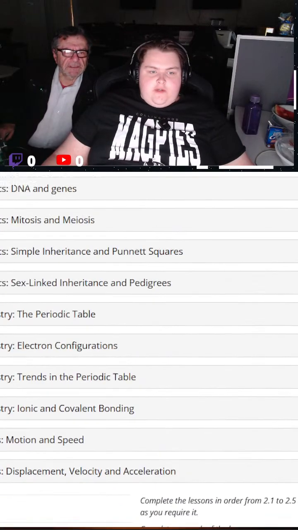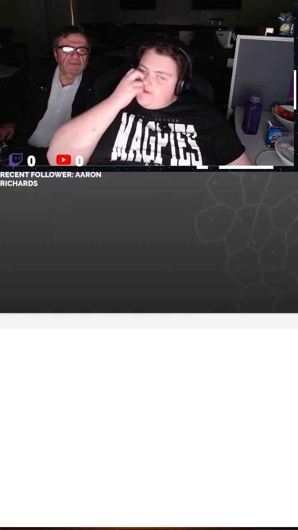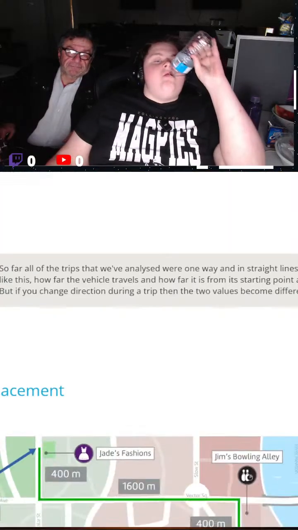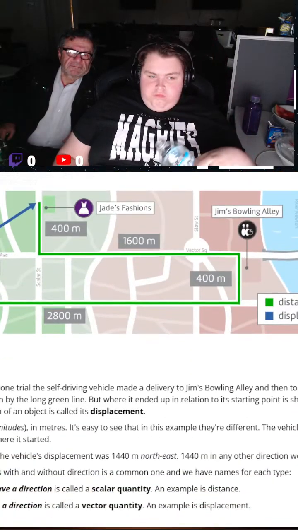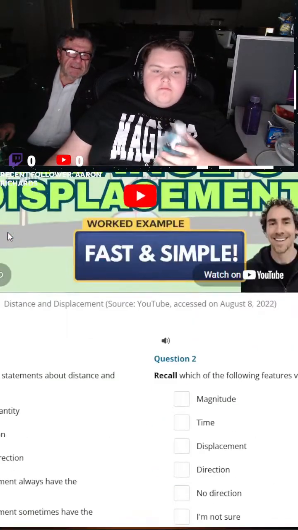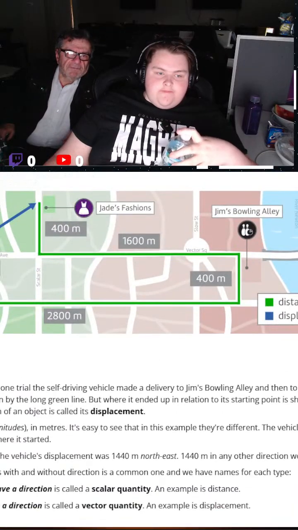Okay, so what's the topic? We started on D2. Vectors and velocity. Okay. Distance versus displacement. So there is a difference in meaning.